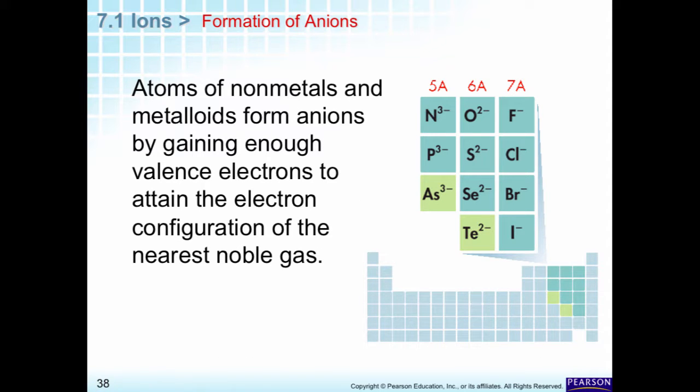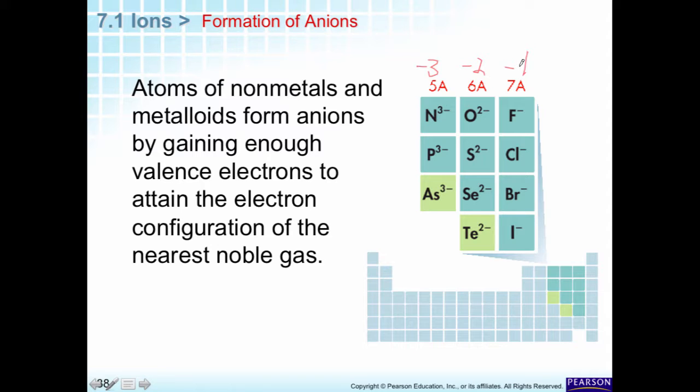So if we look at this, these are the nonmetals and the 2 metalloids that will form negative ions. Notice things in group 5A, 6A and 7A, or 15, 16 and 17 respectively. Group 5A will be minus 3. Group 6A will be minus 2. And group 7A will be minus 1. So I'm just going to write that on top. So they form ions with those. That's how many valence electrons they will gain.